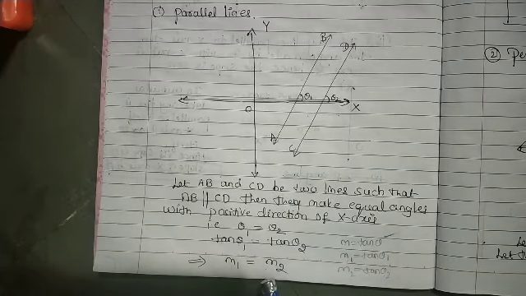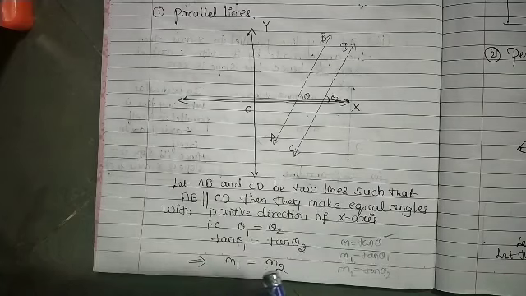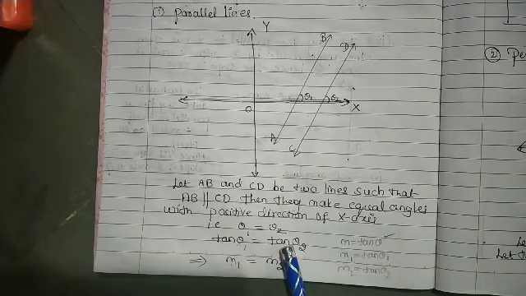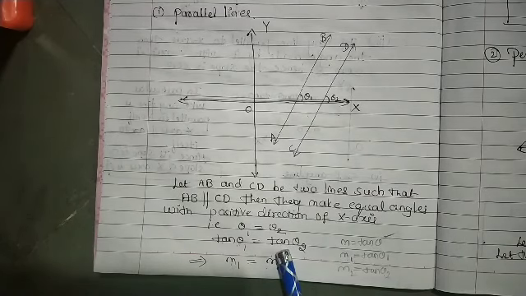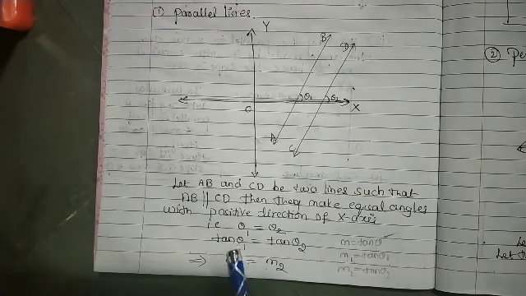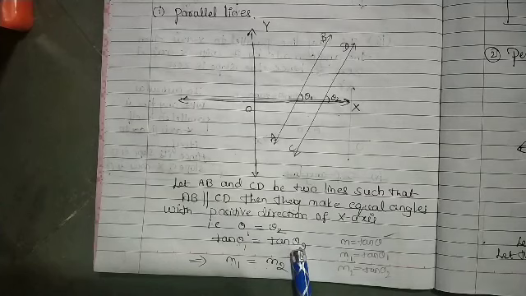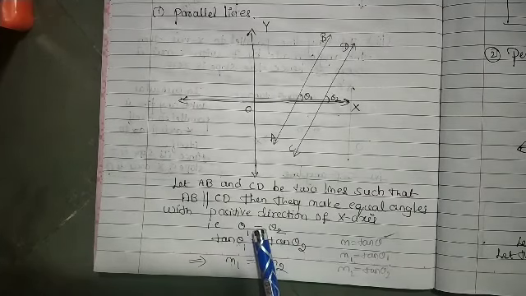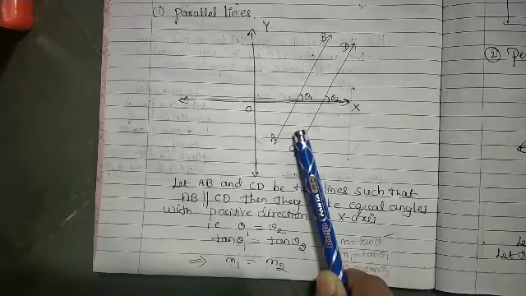Conversely, if the slopes of the lines AB and CD are equal, then the tangents of the angles of lines AB and CD are equal. That is nothing but the angle made by the line AB and the angle made by the line CD with the positive direction of x-axis are equal. Therefore, the lines are parallel.